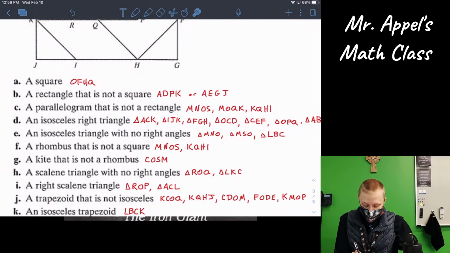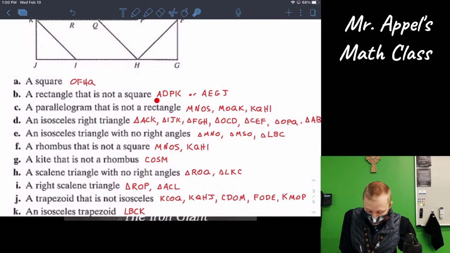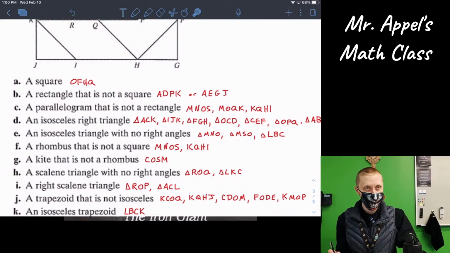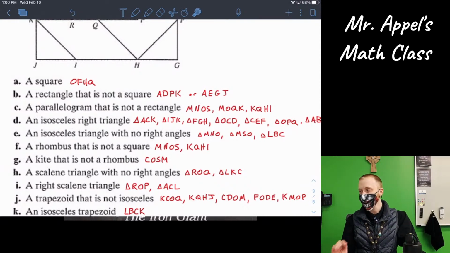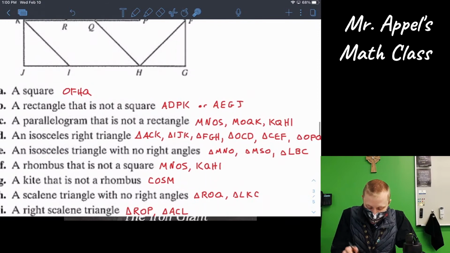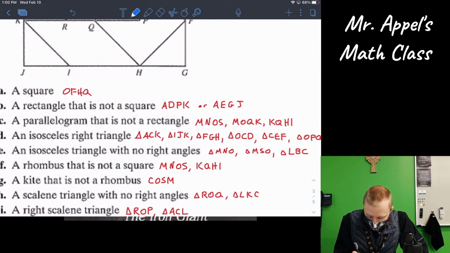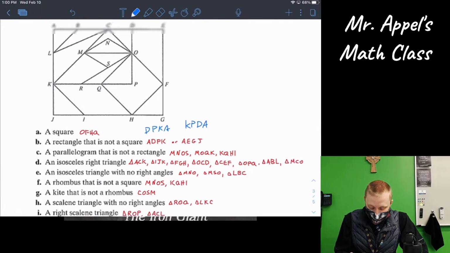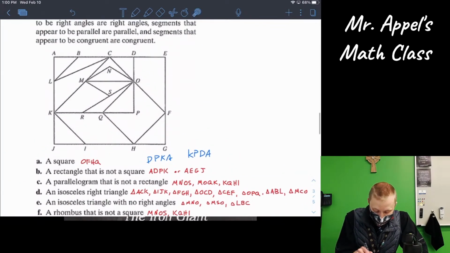So we don't have an extra symbol for squares and rectangles and other quadrilaterals. We just put 4 letters in order around the outside. Okay? They can go in any order. A, D, P, K could be D, P, K, A, or you could go backwards and call it K, P, D, A. Does not matter as long as you're referring to this guy right here, A, D, P, K.